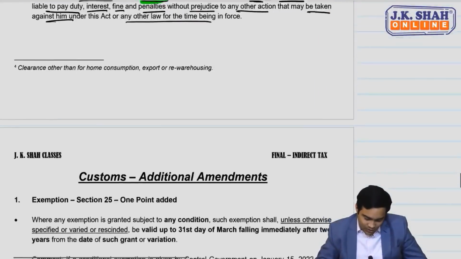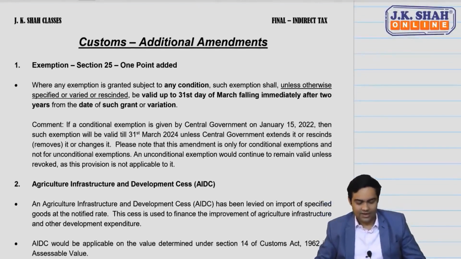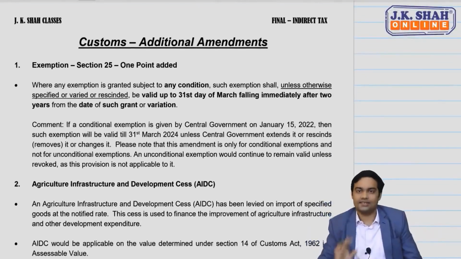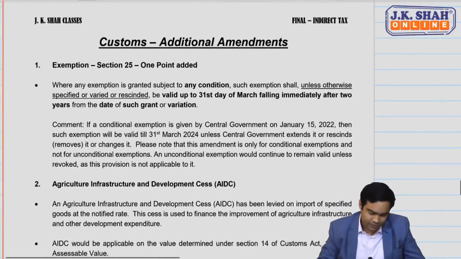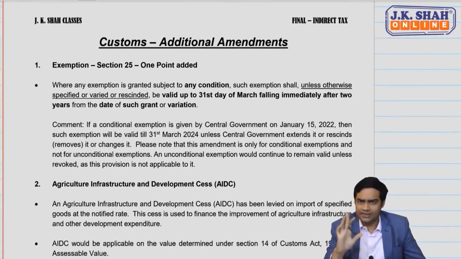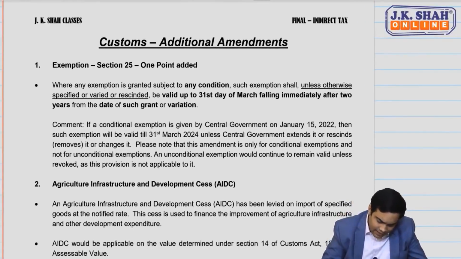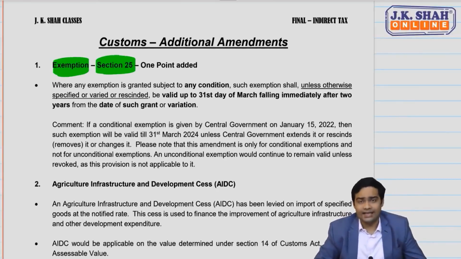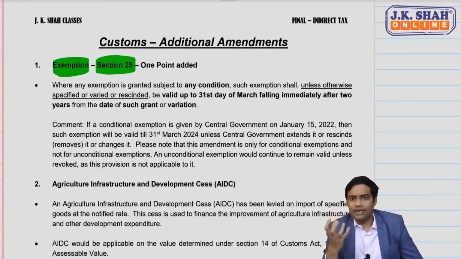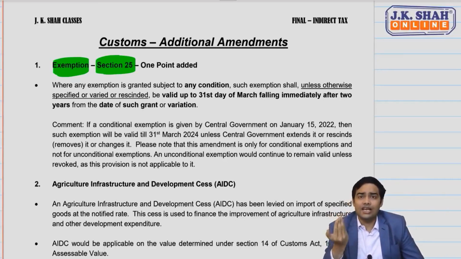Now, see certain additional amendments of customs. See this carefully. There are 3 to 4 points. A point has been added under section 25 of the Customs Act 1962. And what is that point? When government is giving a conditional exemption, it will be valid for 2 years up to the date on which it was issued.